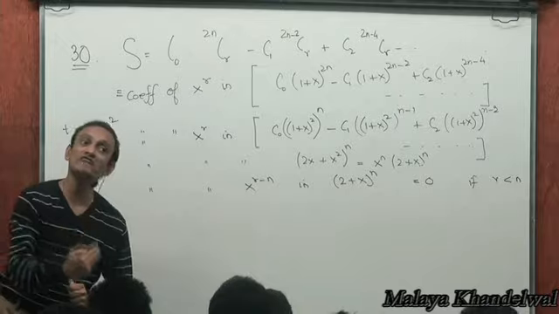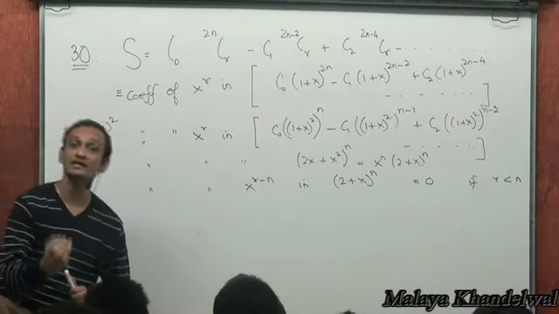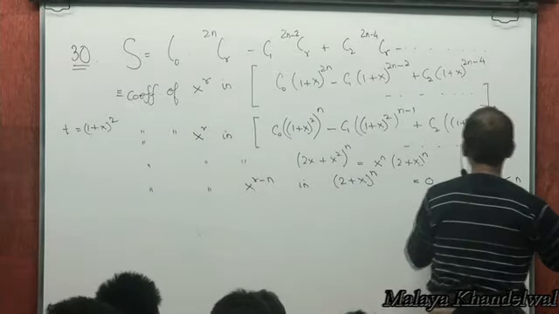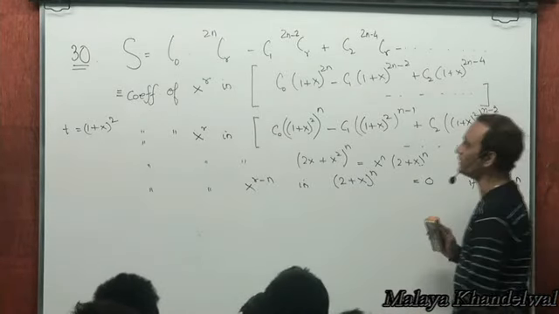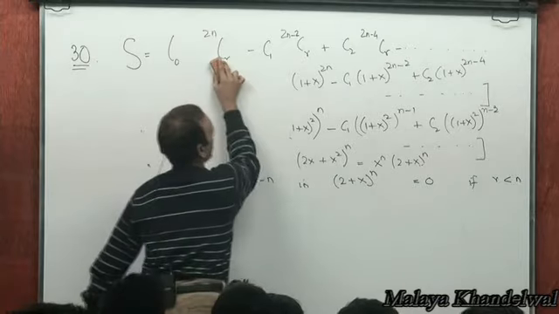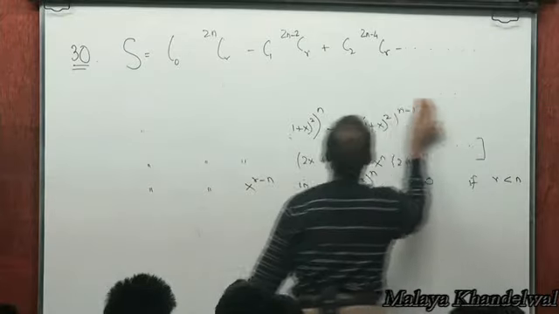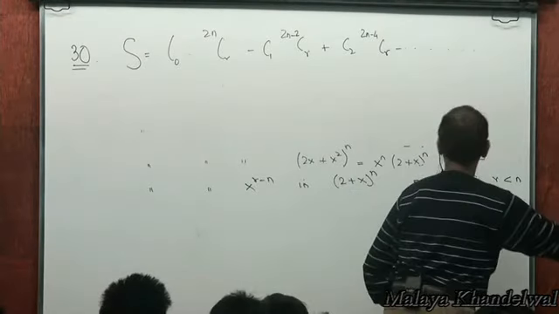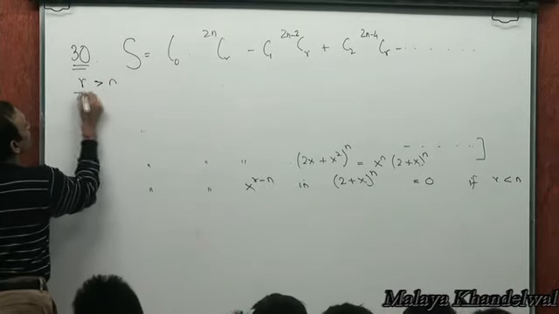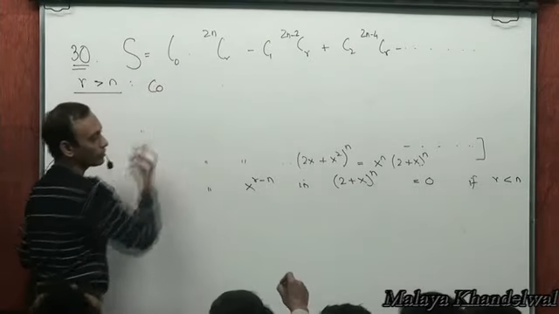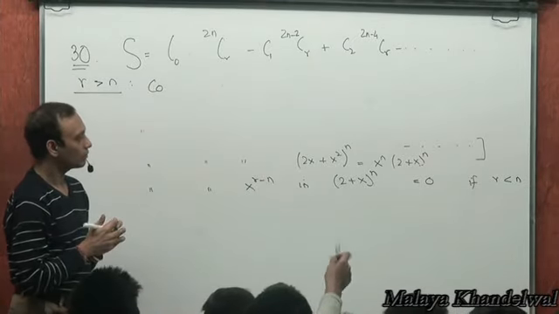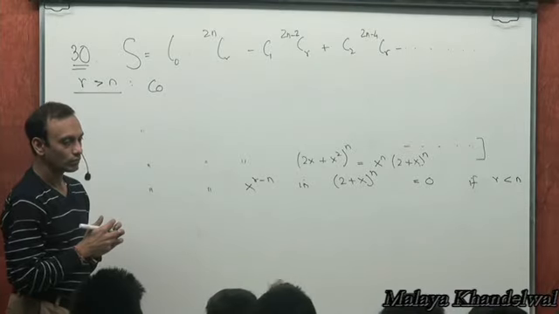Clear? What if r is greater than n? Let's examine what if r is greater than n. So when r is less than n, it's 0, right? When r is greater than n, for r greater than n, how did this step come after x^n (2 + x)^n, x^(r-n)?